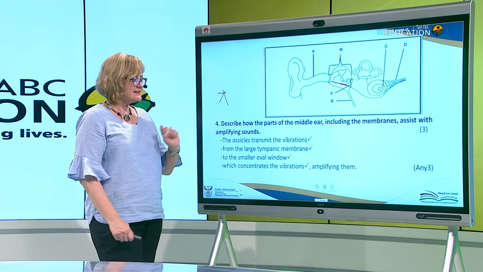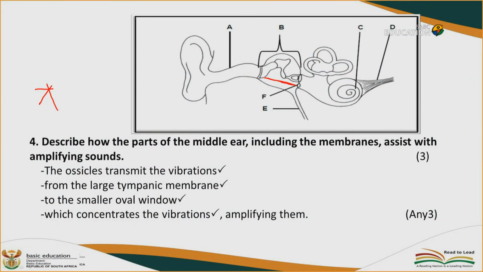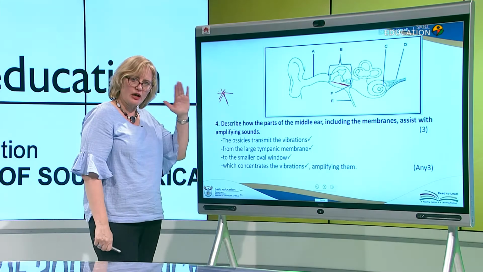There. The ossicles transmit the vibrations from the large tympanic membrane to the smaller oval window, and that concentrates the vibrations on this small surface area, which amplifies them. Right. So this is important. This is an important question. You have to go and have a look at this one. Right. That's to do with the diagnostic report.